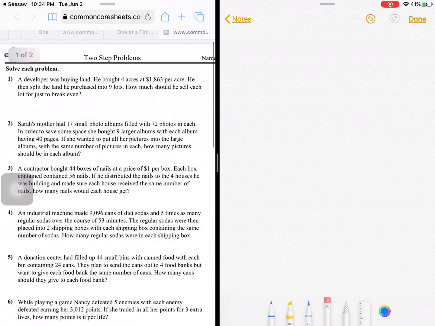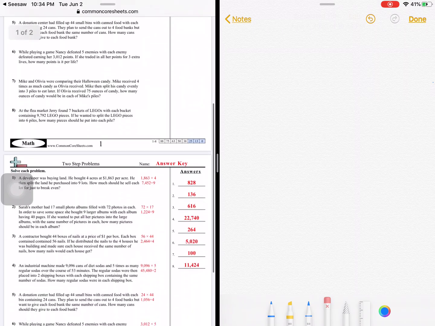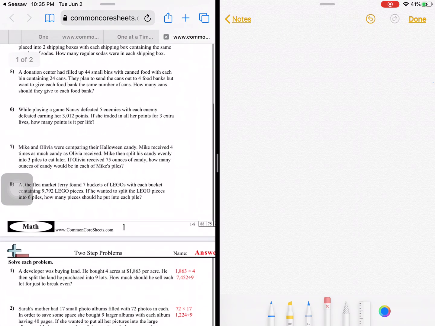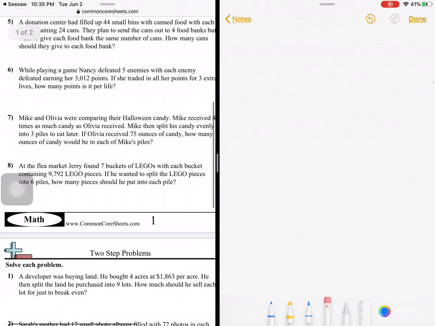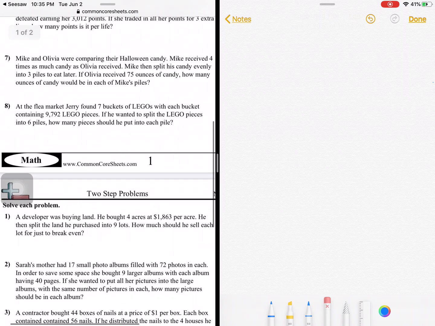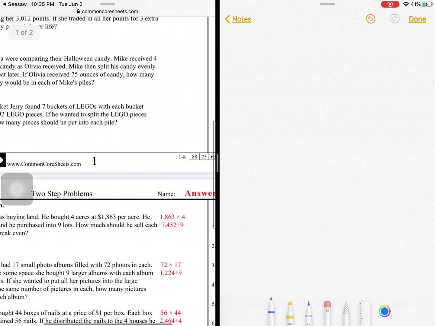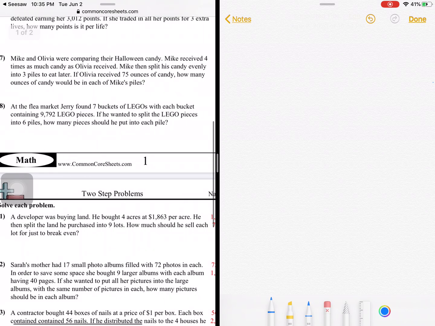Actually, I will go down and solve number 8, so you can just do 1, 2, 3, 4, and 5. It says, at the flea market, Jerry found 7 buckets of Legos, with each bucket containing 9,792 Lego pieces. If he wanted to split the Lego pieces into 6 piles, how many pieces should he put into each pile? So it's 2-step word problems. Notice they're all going to be 2-step word problems.